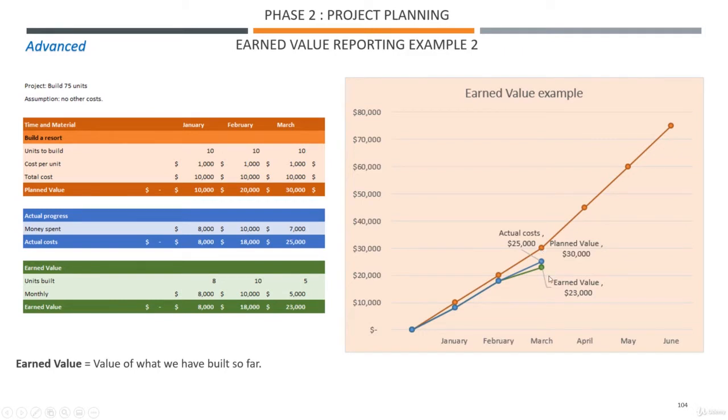So that's really a good visual way. If this goes high and this doesn't go as high, that means that you are spending more than what you have produced.